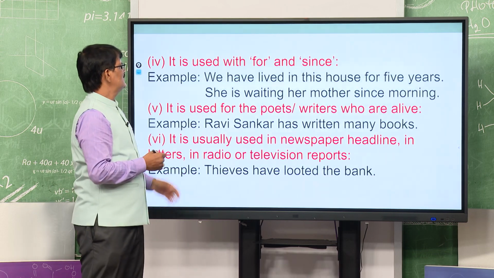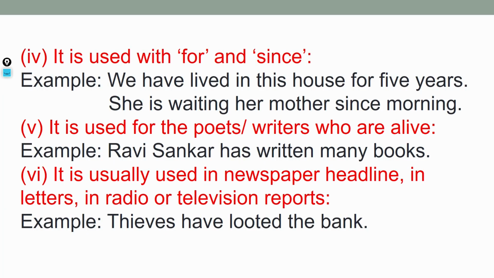Then we will see the next rule. It is used with for and since, very important, for and since. We have lived in this house for 5 years. She has been waiting for her mother since morning. Here I have to explain it. For 5 years, it is a period. Since is the point of time, understood? Since is the point of time, and for is the period of time.